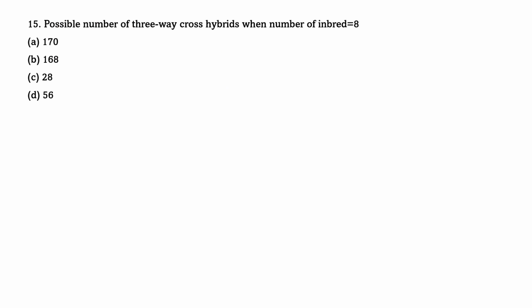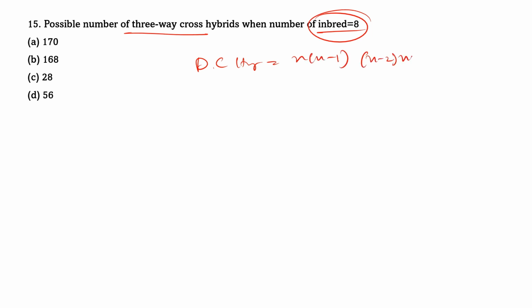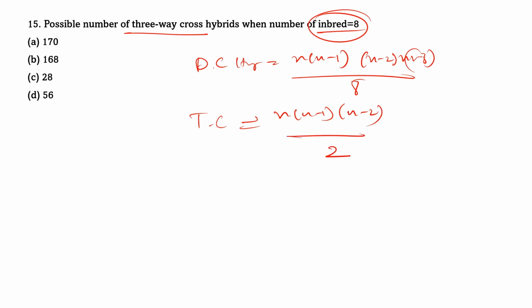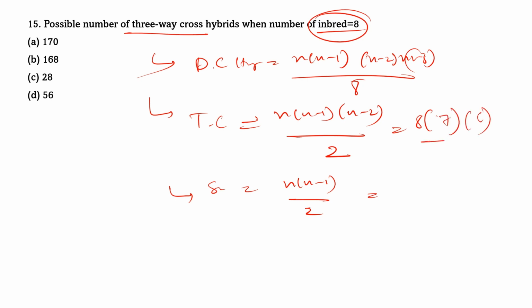Next one, the possible number of three-way cross hybrids when the number of inbreds is 8. Earlier I told you about the double cross hybrids, which is n into n minus 1, n minus 2, n minus 3 divided by 8. For three-way cross, it's simply n into n minus 1, n minus 2 divided by 2. For single cross, it is just n into n minus 1 divided by 2. So this is how we can find the possible number of single crosses, three-way crosses, and double crosses. If you substitute, it is 8 into 7 into 6 divided by 2. So the answer will be 168.